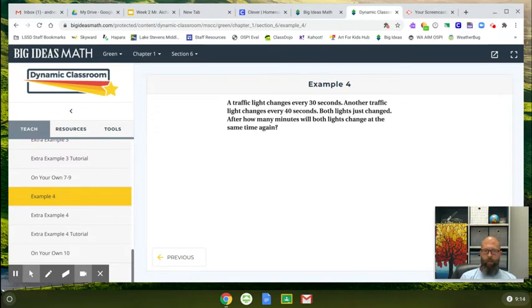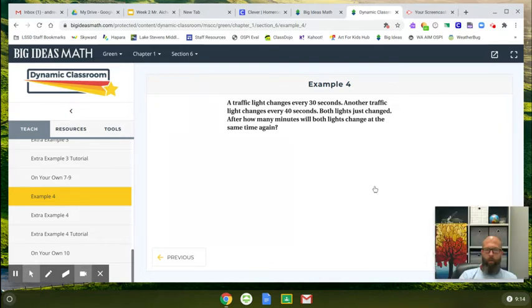So we start off by saying a traffic light changes every 30 seconds. Another traffic light changes every 40 seconds. Both lights just changed. After how many minutes will both lights change at the same time? So notice how they gave us the first part in seconds and then it wants the answer in minutes. So we got to be careful with some of those.